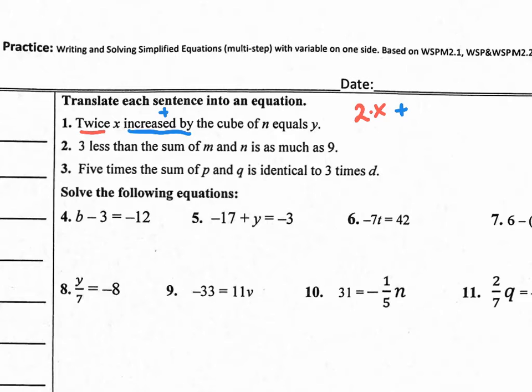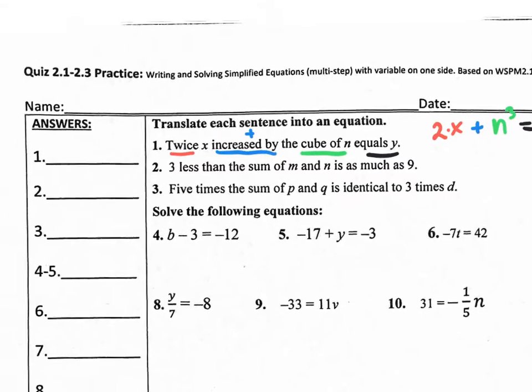The cube, so right here, the cube of n, what's the cube of n? How do you write that? N to the 3rd power, that's right. And then equals y. So there's your equation. We're not solving, it's just write the equation. Translate each sentence into an equation. 2x plus n to the 3rd equals y. That would be your answer for number 1.